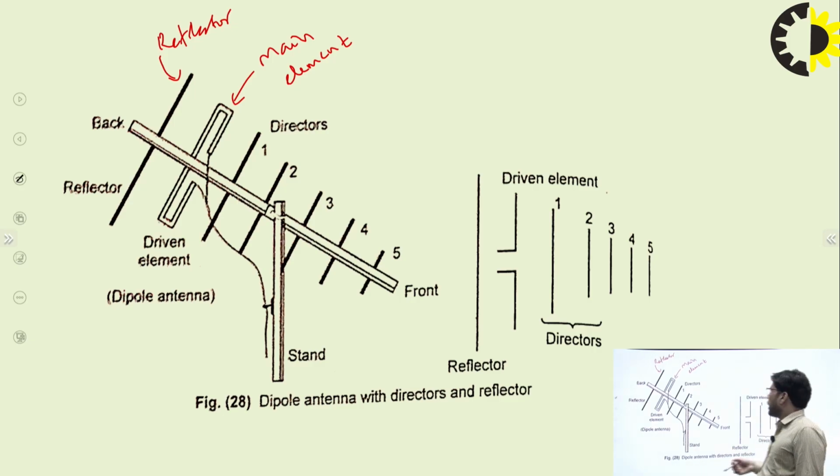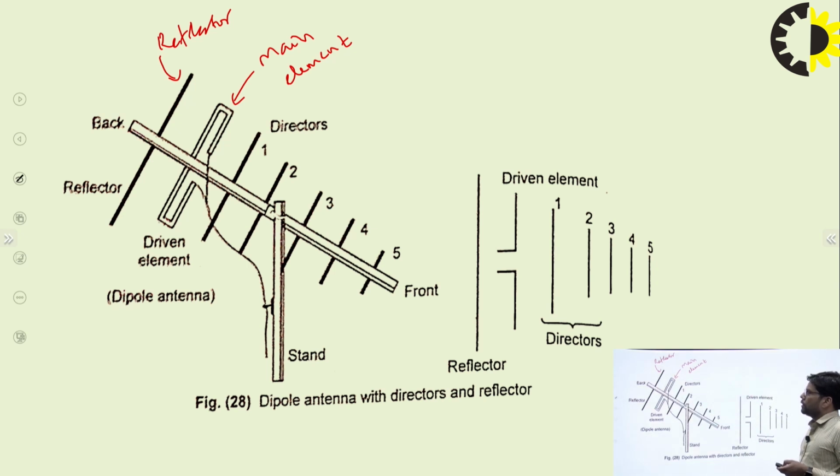If you make it a front or top view, you will have this kind of figure as well. Here we need to understand the role of the driven element, directors and reflectors. All the elements here are dipole-type elements. The main element or driven element is called the main element, while the other elements are called parasitic elements, because there is no direct connection of power to the other elements, right?